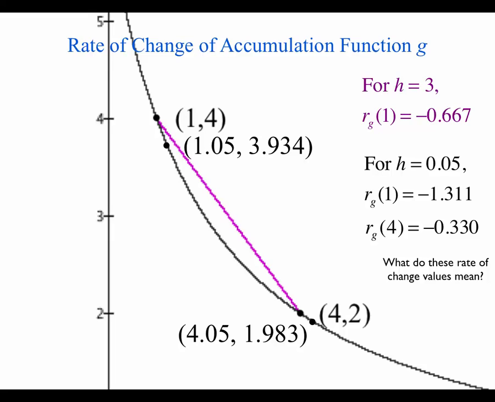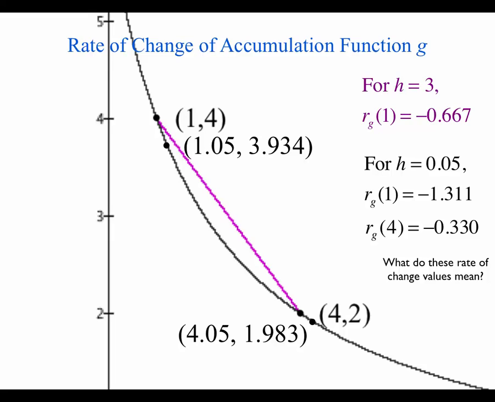Okay. So here's one possible way to interpret them, and it's been the way we've been really focusing on a lot lately. You could say that at 1, for a small change in x, the corresponding change in y would be negative 1.311 times as much as that change in x. How many people said something like that? Oh, not enough.